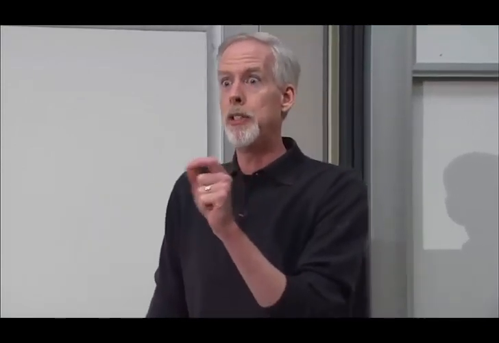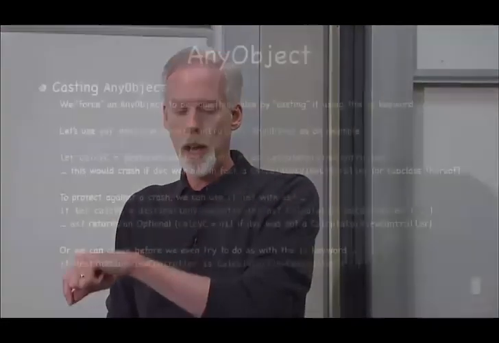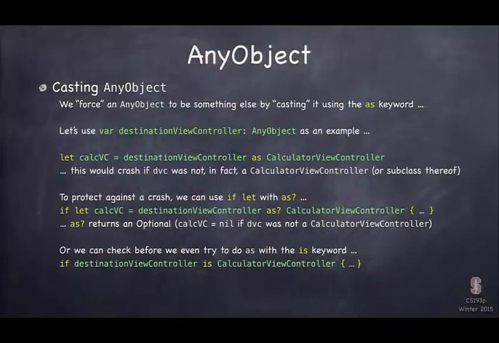You can also check beforehand if you just want to see, is this a calculator view controller? You can say is. So you can say if destination view controller is a calculator view controller, then I'll go ahead and then I can do the as, for example. But usually we use the as question mark, you know, check it and convert it all in one go. Okay? So that's how we're going to use an any object. We're going to have to cast it with as into something else.